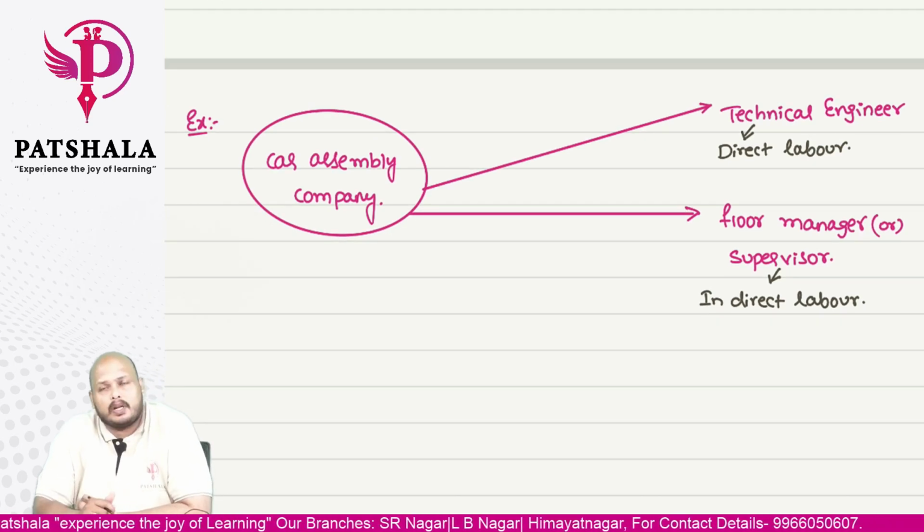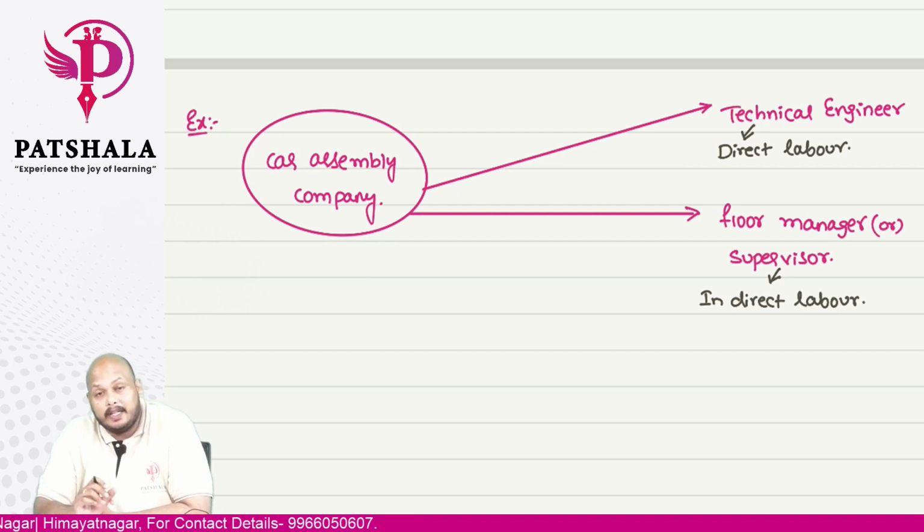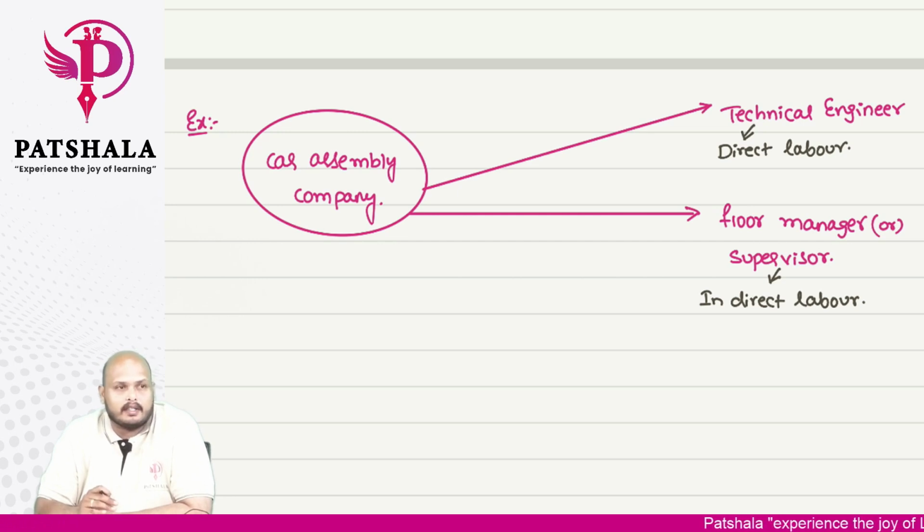Another example we can take. The best example is an educational institution. In the case of an educational institution, you will see different types of labor. One is teachers, one is administration staff. Here the teachers will be classified as direct labor. Why? Because these teachers will be directly engaged with the students on a day-to-day basis. That is the reason these teachers will be classified as direct labor.